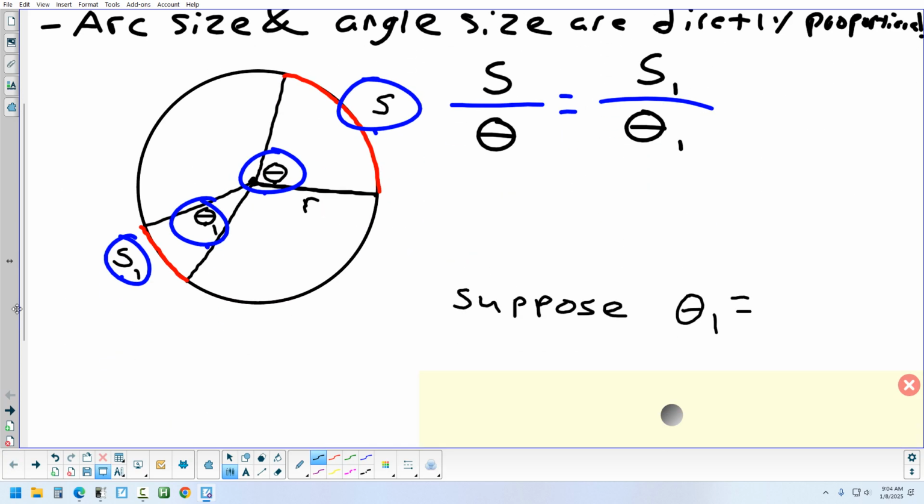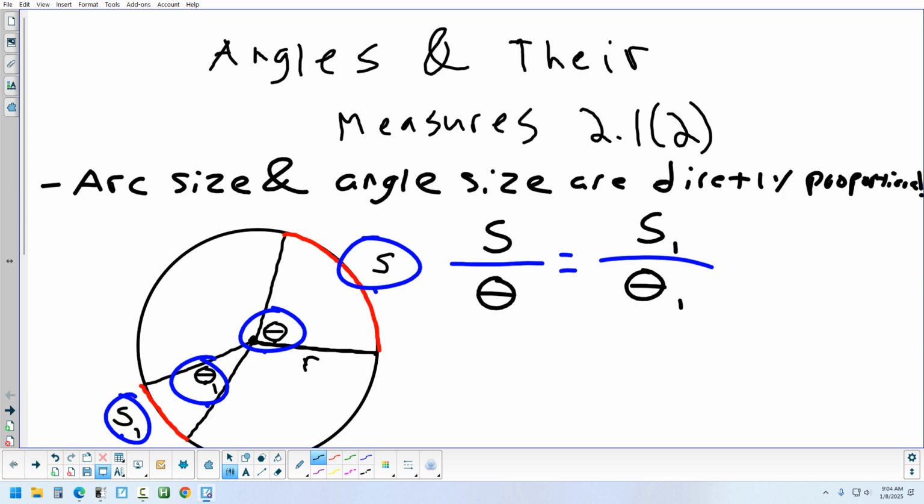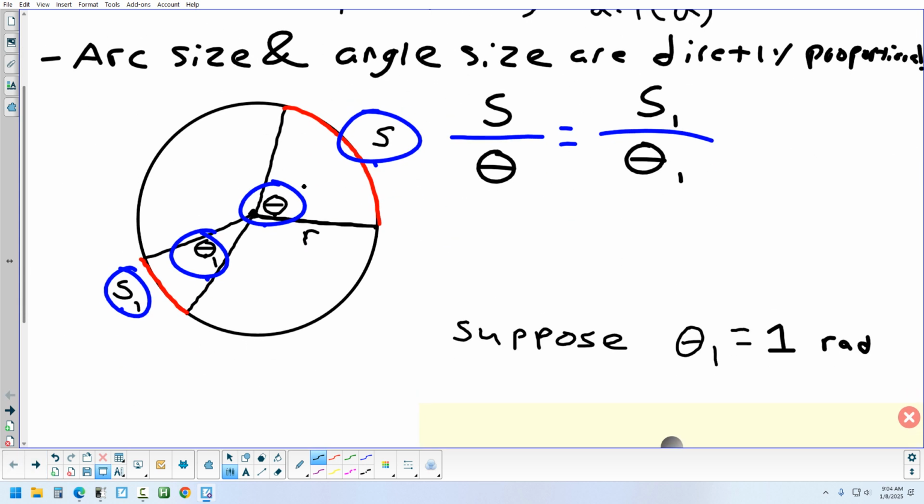We're going to suppose that theta 1 is 1 radian. Why 1? Well, why did somebody give me a 1 when we did 1 foot and 12 inches? Because 1 is an easy number to work with. Right. Now, if this angle is 1 radian from there to there, it automatically makes this arc a certain size. And we mentioned that yesterday.